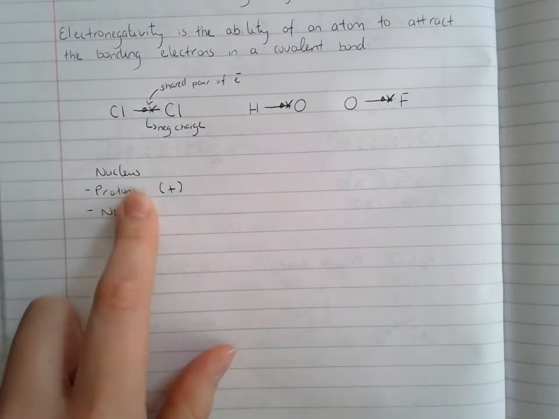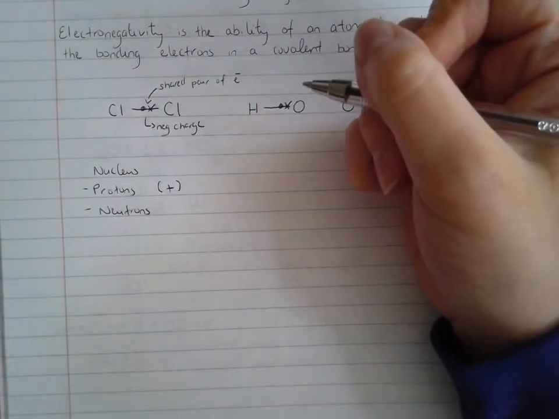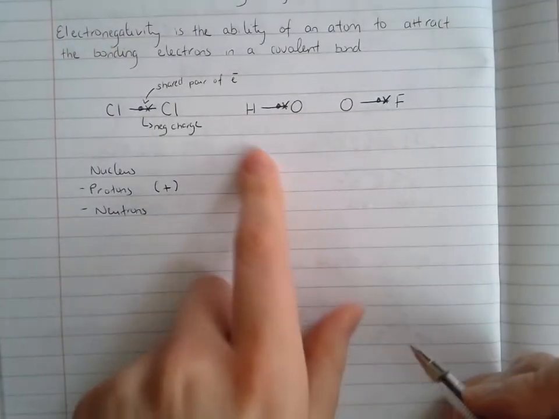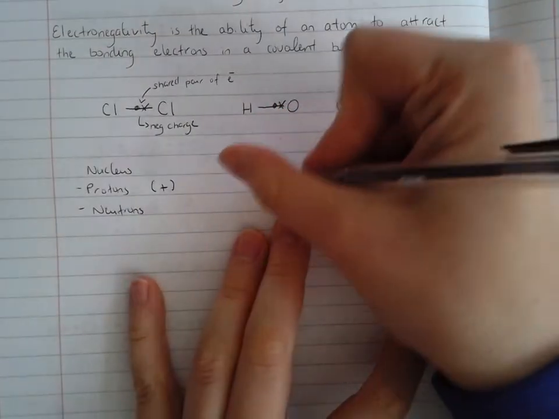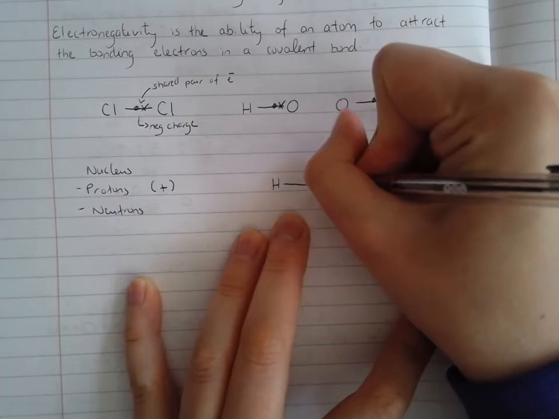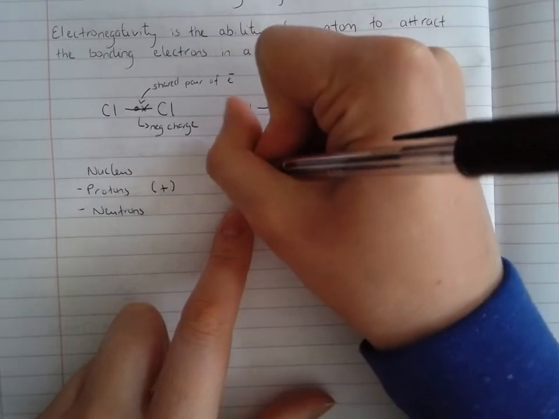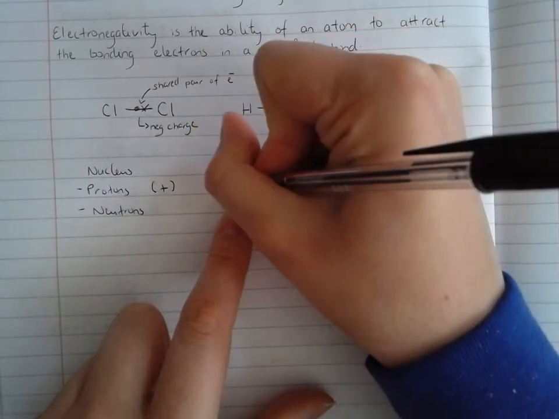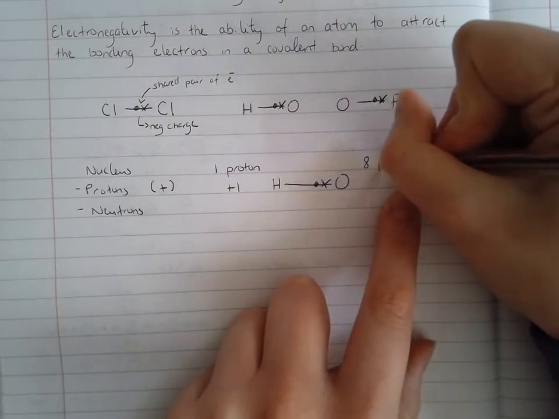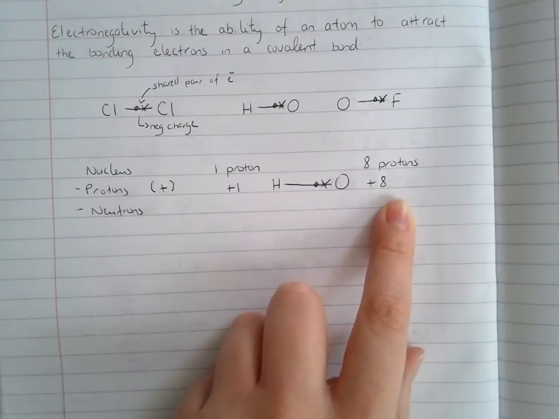We say the amount of charge that an atom has in the nucleus is its nuclear charge, and the nuclear charge in an atom is determined by the amount of protons it has. So if we compare hydrogen and oxygen, I'm just going to draw this bond underneath again. We said the electrons are sitting closer to oxygen. Hydrogen has only got one proton, which means it's got a nuclear charge of just +1. Oxygen, on the other hand, has an atomic number of 8, which tells me it's got 8 protons, and it's got a nuclear charge of +8.